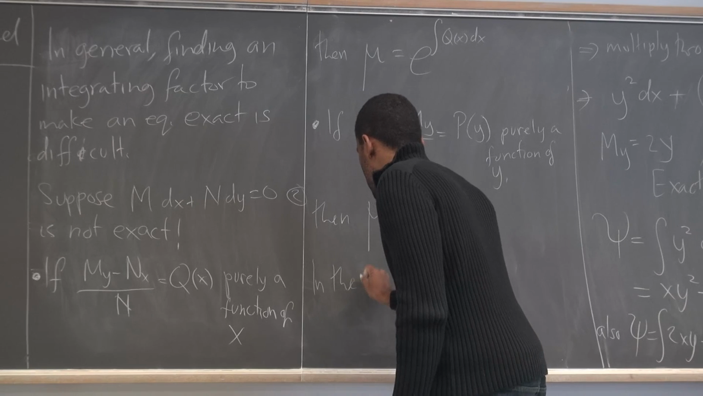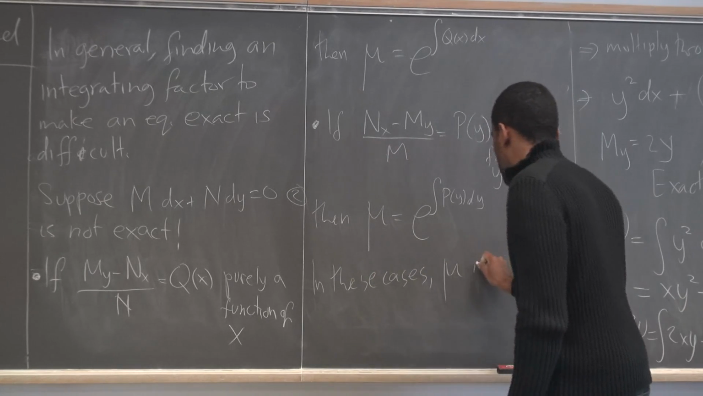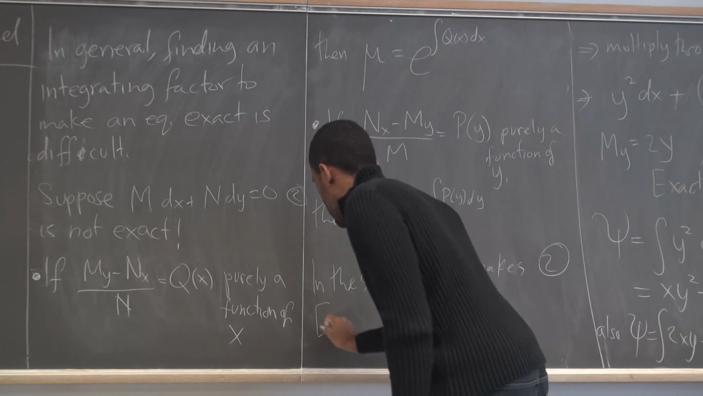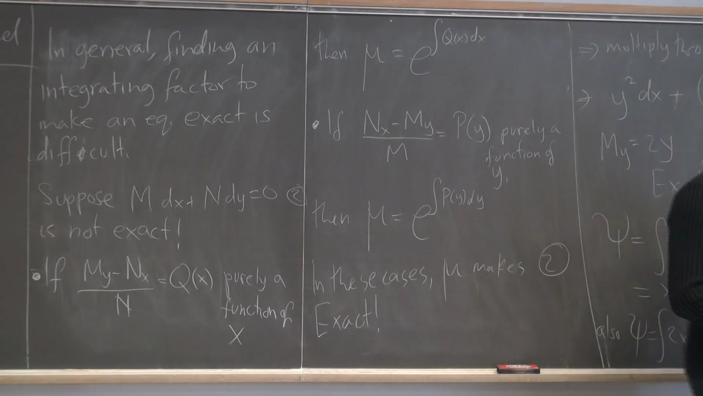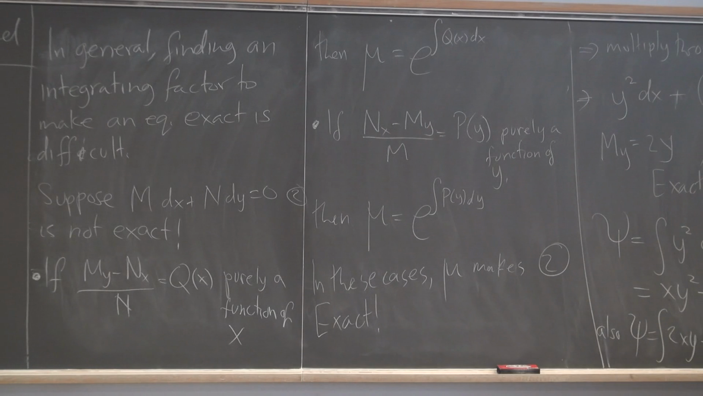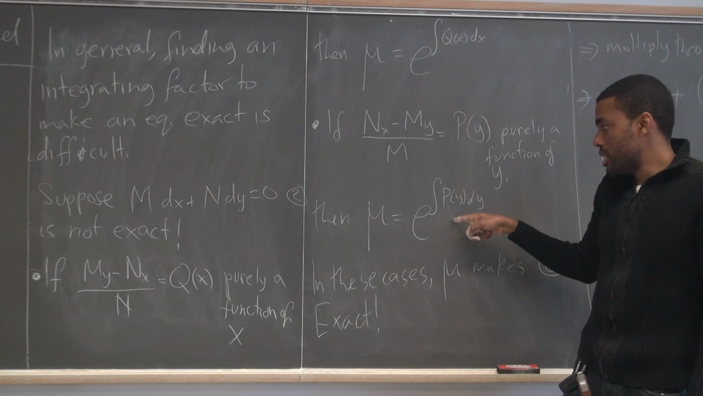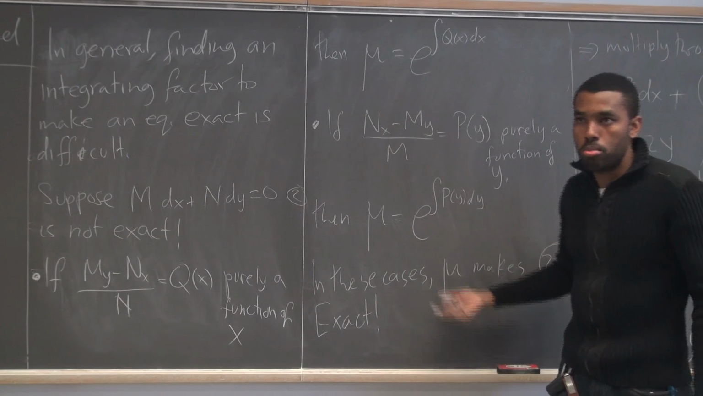In these cases, mu makes it exact. So for this last example, how did I figure out y was what I needed to multiply? Well, I did this check and I found that this was true. And when you do the integrating factor here, y was the answer. So I just multiplied through that.